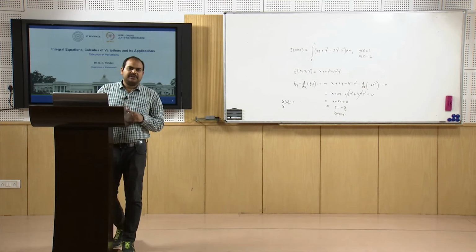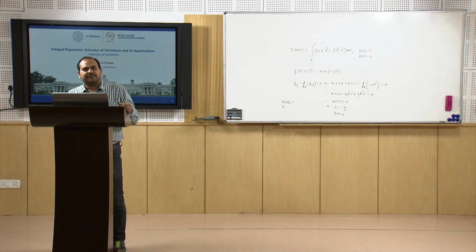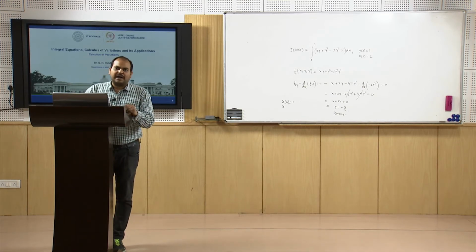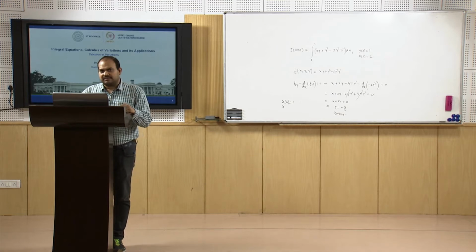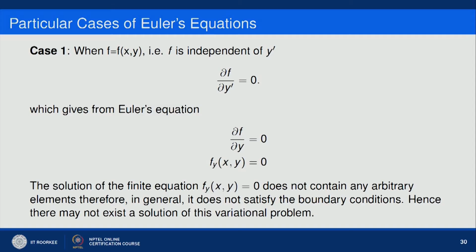Here we are considering the cases depending on the form of f. Since f involves x, y and y dash, we are considering the cases where f is written only in terms of x, y, or y dash, and we try to see the simplified version of Euler's equation. These are just sub cases of Euler's equation. First, let us consider case 1, when f is equal to f of x, y. It means that f is independent of y dash.